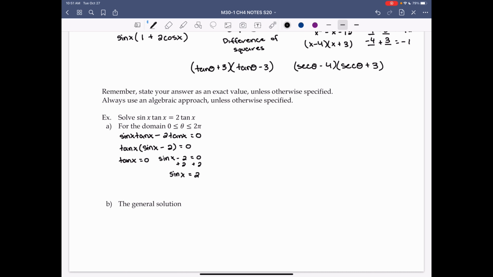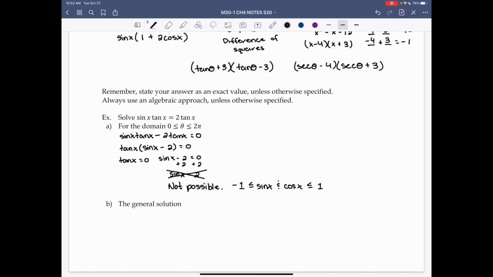Sine x equals 2 is not possible. Think about the unit circle. The biggest value we ever have for sine x or for cos x is 1, and the smallest value we ever have is negative 1. Any other values of sine x or cos x are going to be greater than or equal to negative 1 or less than or equal to 1. So this is not possible. Because negative 1 is less than or equal to sine x and cos x, which is less than or equal to positive 1.